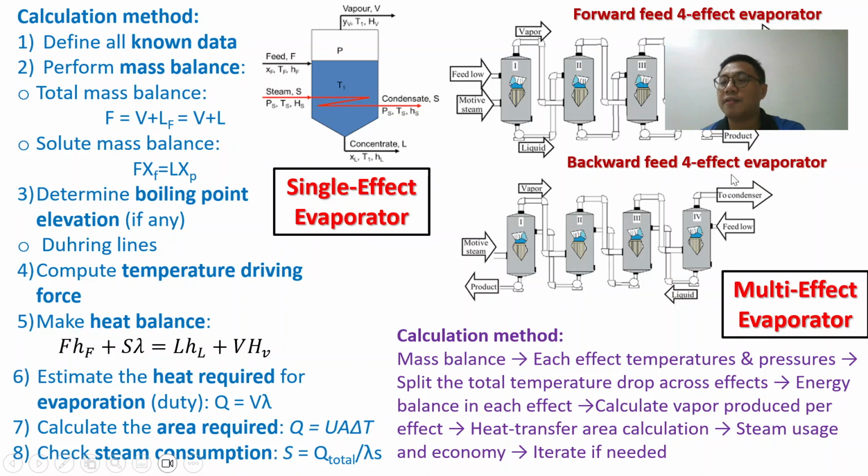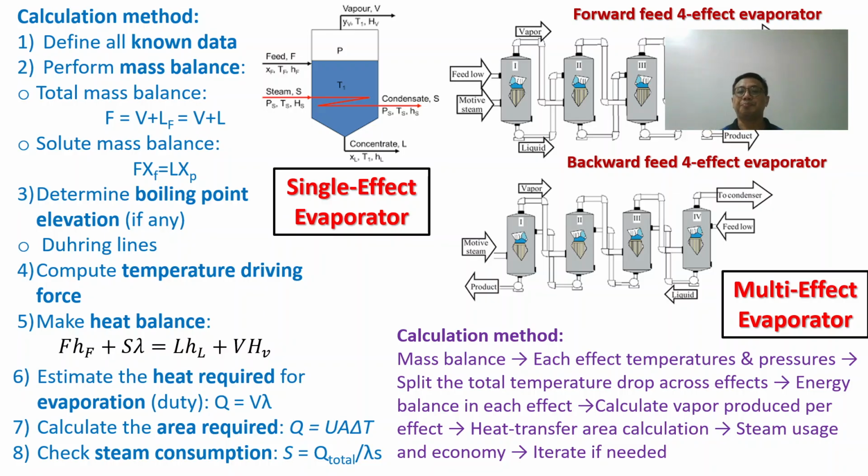Backward feed four-effect evaporator, where the feed is in the opposite direction to the steam. You can see here the steam is moving from the left to the right, and the feed is moving from right to left. So the feed and steam are in counter direction, which is counter flow. We call it a backward feed four-effect evaporator.